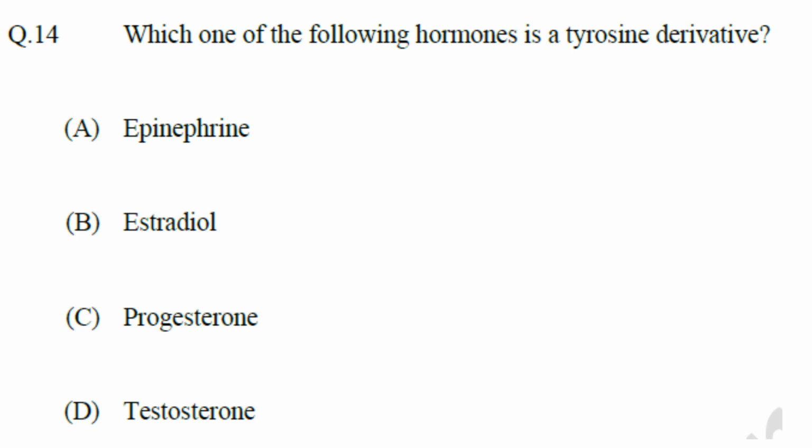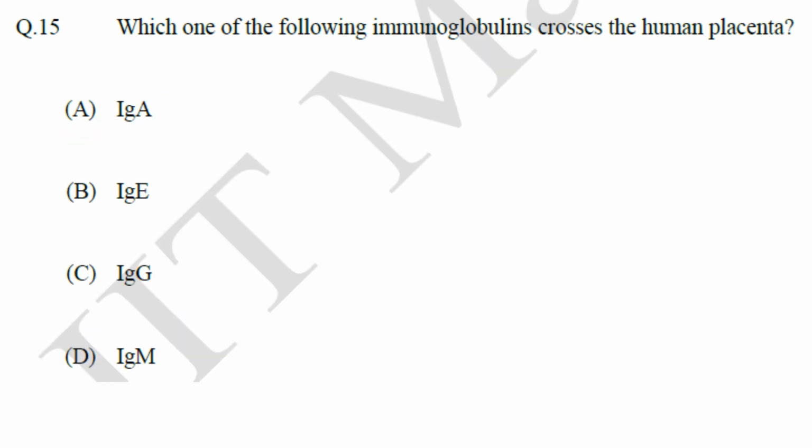Then next one. Which one of the following hormones is a thyroid derivative? So out of these, it is epinephrine. Estradiol, progesterone and testosterone, they are derived from cholesterol. Then next one. Which of the following immunoglobulins crosses the human placenta? It is IgG that crosses the human placenta.